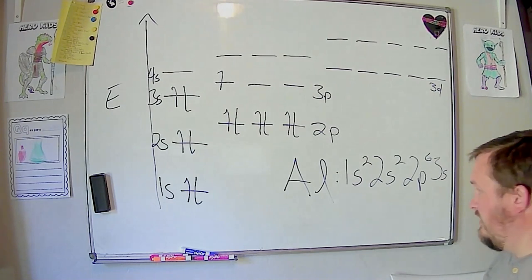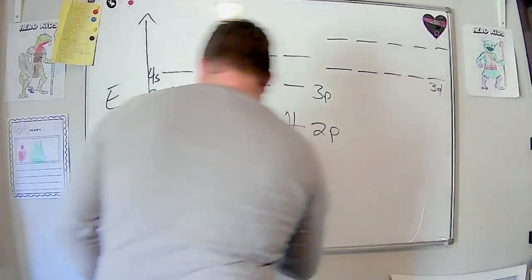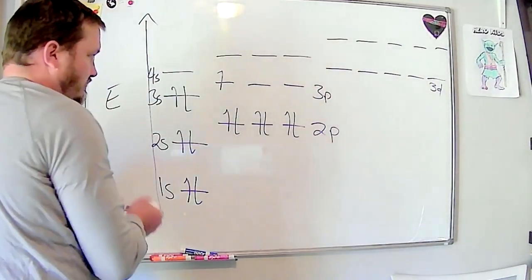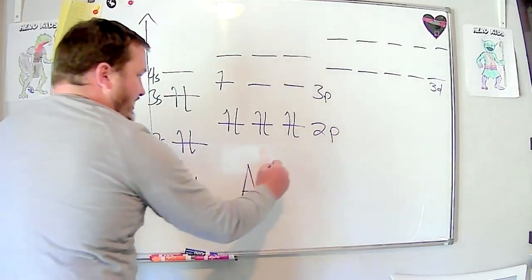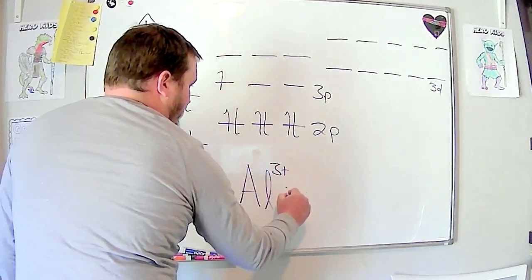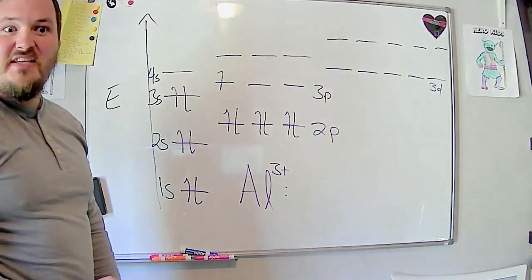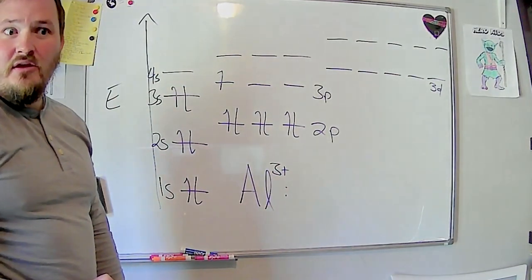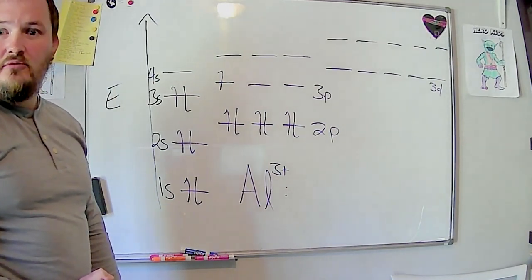If it's an ion that we're dealing with, say aluminum is most stable as an ion when it's got a plus three charge. Plus three charge means it's missing three electrons, right? So which three electrons are we going to remove?